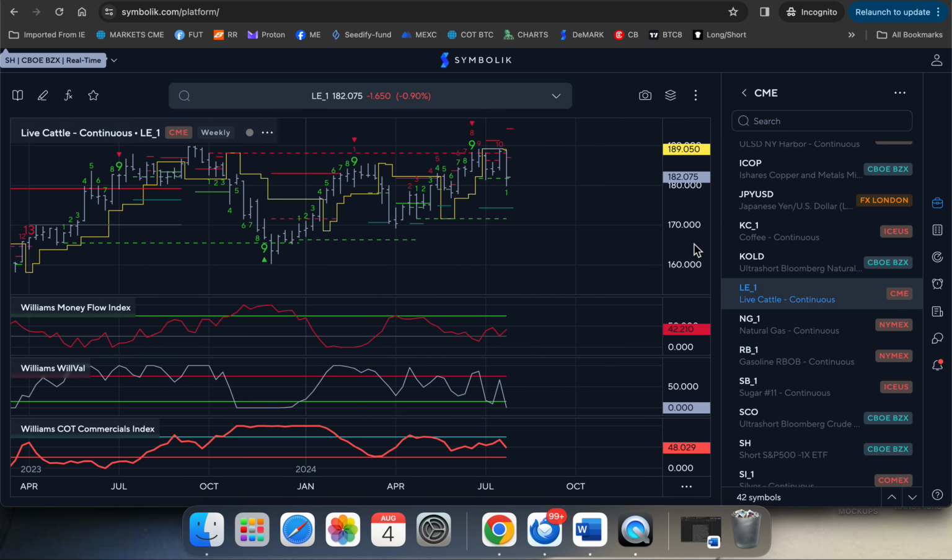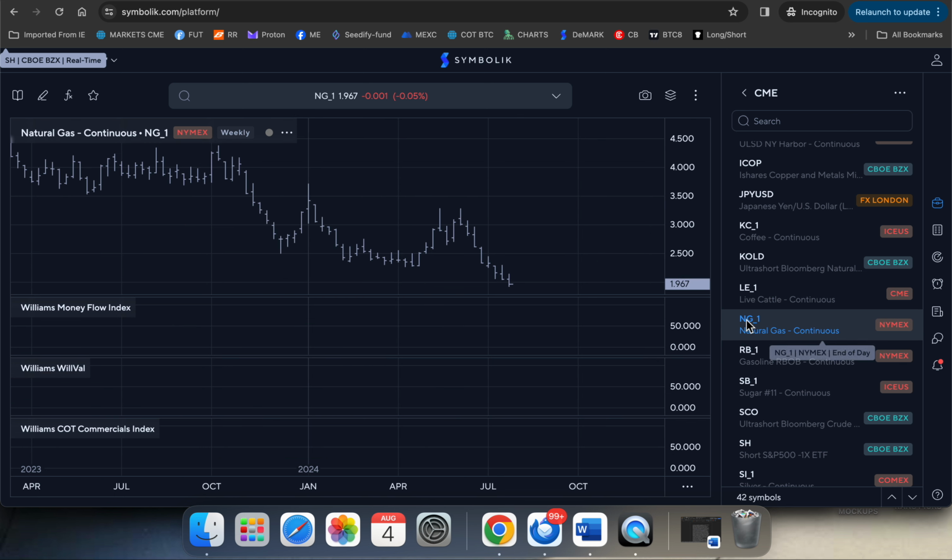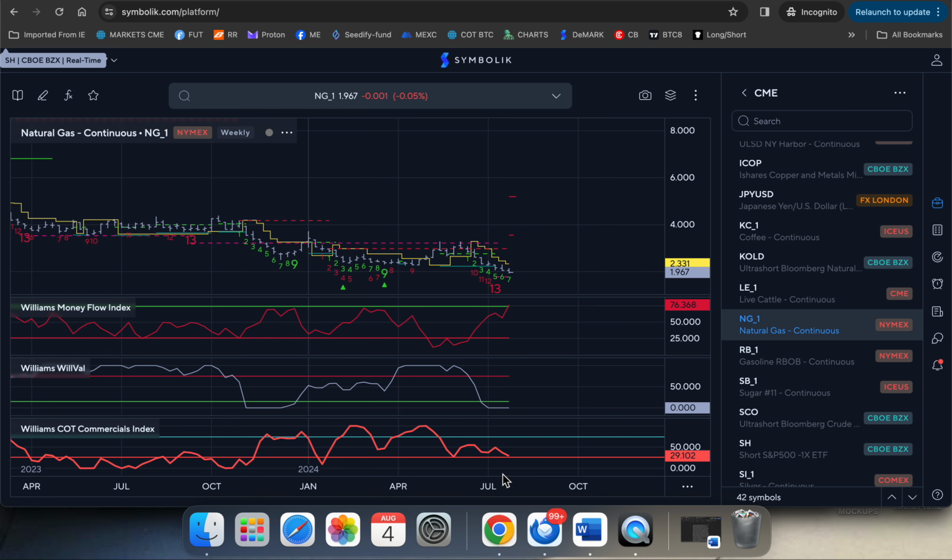Live cattle, they've rolled over, hit your 9, rolled over, came down this week 3.4%, after it rallied last week, the week before, 2.7%. Now you got your confirmed one count down. Most likely you're going to continue a down count like you had over here last fall in the wintertime to November.